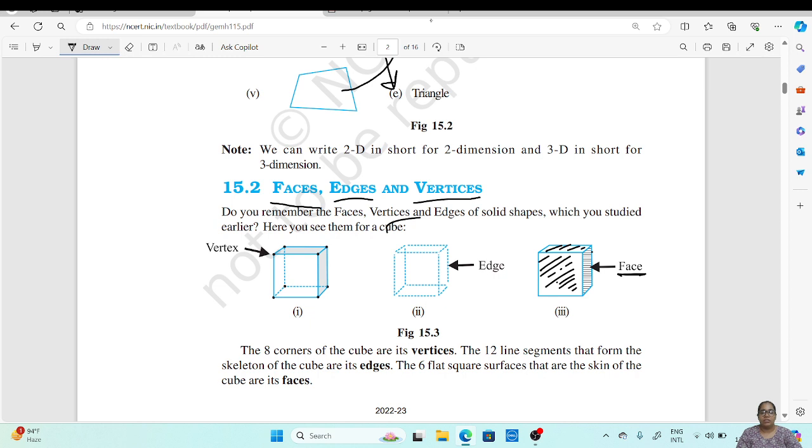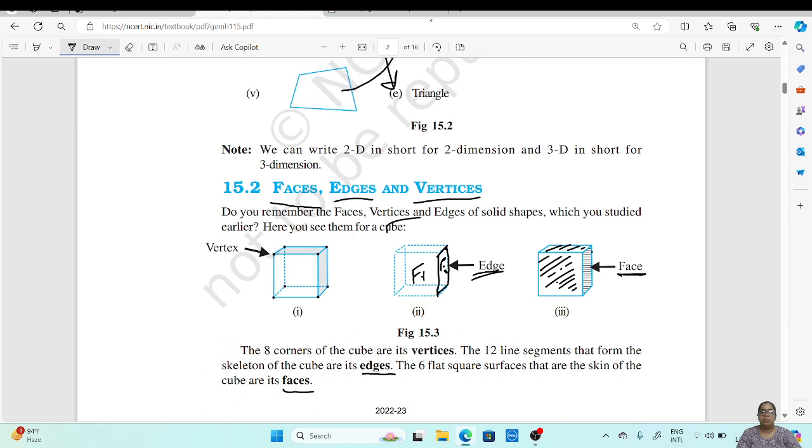Then comes the edges. So wherever two faces meet, the line segment that forms the skeleton of the cube. So this is face 1 and this is face 2. Wherever these faces meet, they make a line, and these lines are called the edges of the cube. So this is called the edge. Wherever the faces of the cube meet, they form a line which is called the edge of the cube. And then let's move to vertices.